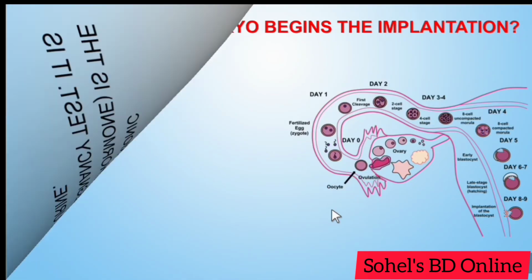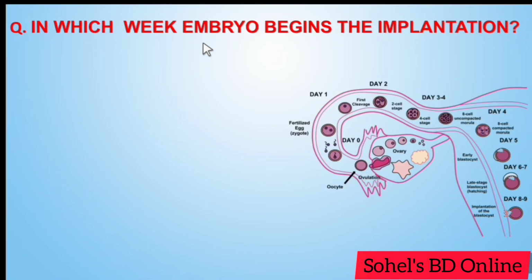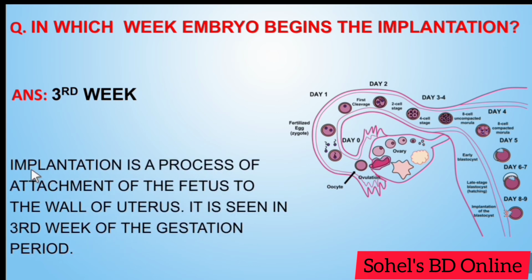Next, in which week does the embryo begin implantation? Answer: third week. Implantation is the process of attachment of the fetus to the wall of the uterus. It is seen in the third week of the gestation period.